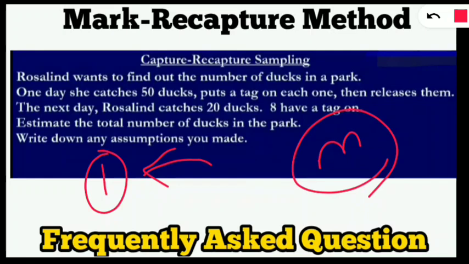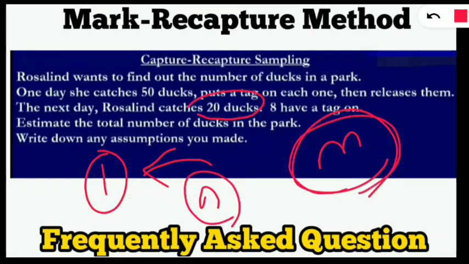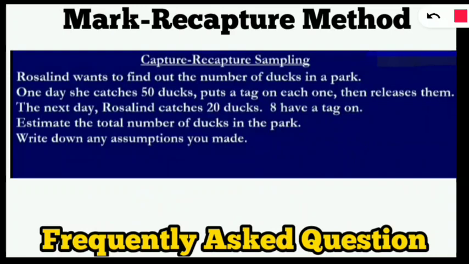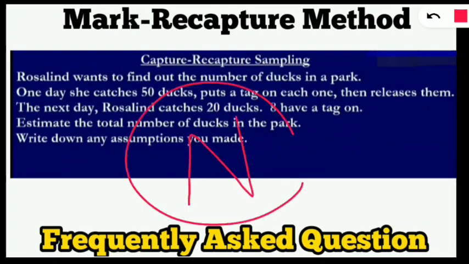Now coming to the next part, small n. Small n is the total number of ducks captured. For example, here 20 ducks were captured the next day, so small n will be 20 and small m will be 8 because 8 have the tags. And most importantly, capital N. Capital N is the total population of the ducks, which you are going to find out in this question.